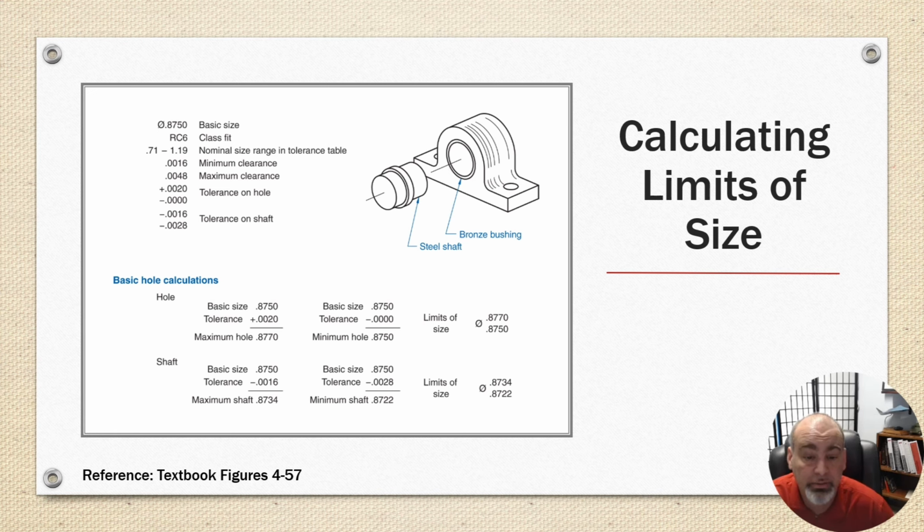Okay, so here's an example of calculating limits of size. So taken from that chart, we're using the second row. Our basic size is 875 thousandths, so we know that needs to fit in with the range. Okay, so we want a RC6 class of fit, and so we're going to go off the second row because our number fits within 710 thousandths and 1 inch 190 thousandths. It's going to give us a minimum clearance of 1.006 thousandths and a maximum clearance of 4.008 thousandths.